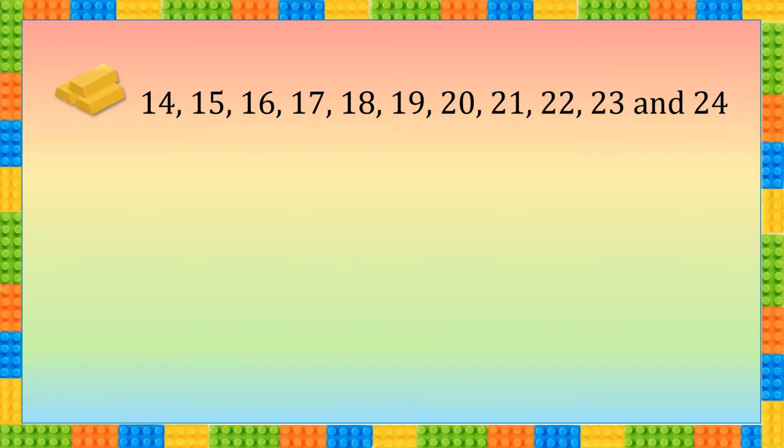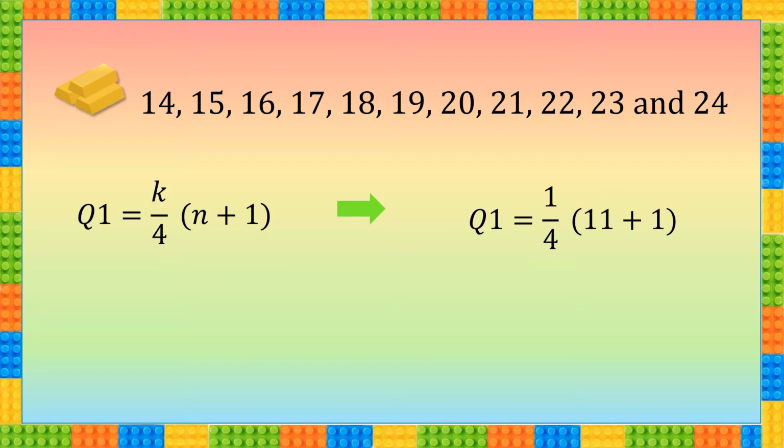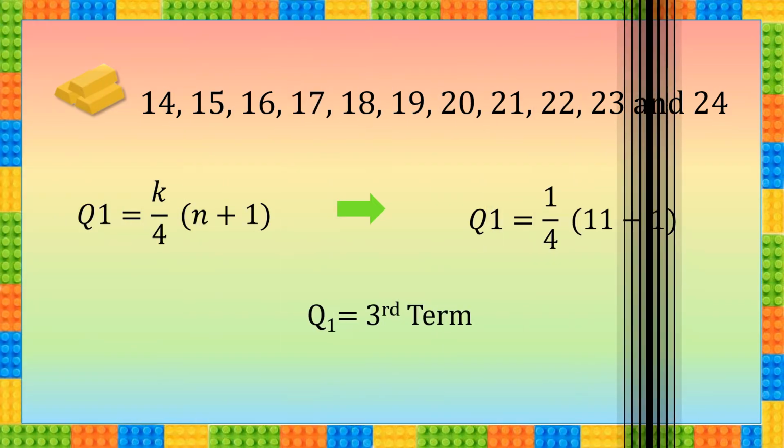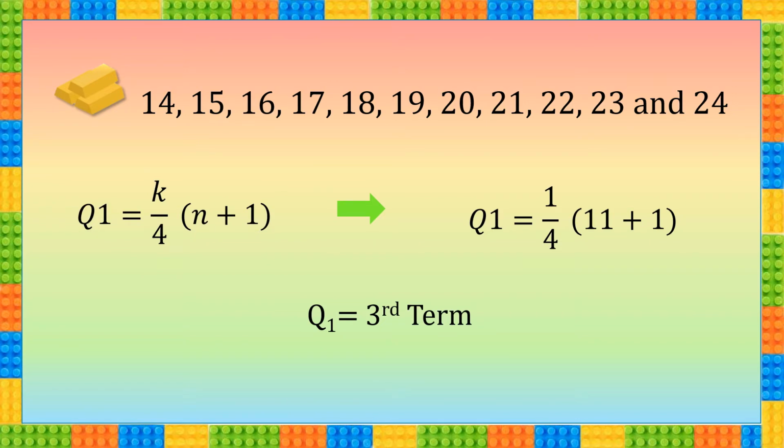In finding the quartiles 1, 2, 3, we will use the formula Qk = k(n+1)/4. For quartile 1, k is 1 because we need to find the first quartile, and n is 11 because the number of data given in the dataset is 11. We substitute and then simplify. We will get 3, or the third position, for the first quartile. Let's count from left to right: 1, 2, and 3. 16 is the quartile 1.